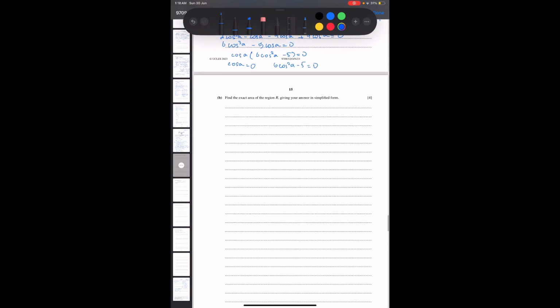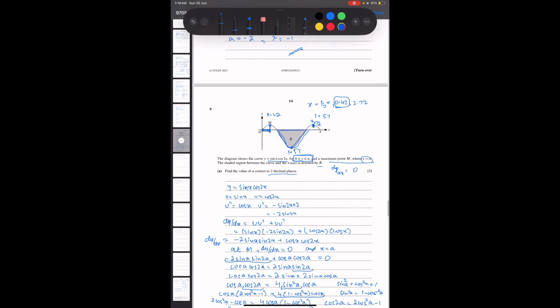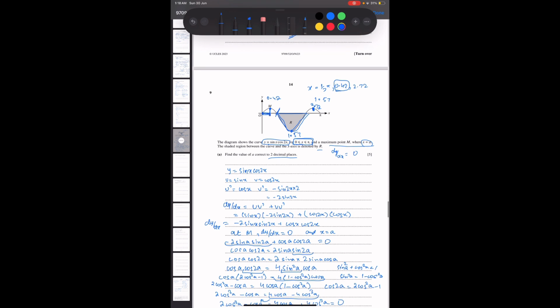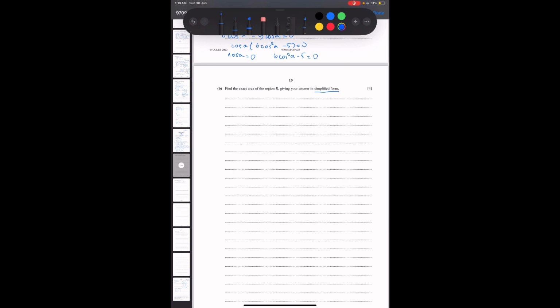Moving on to part B. Find the exact area of the region R, giving your answer in simplified form. So now we have to find the area of R. So this is our region, right? So basically what are we going to do? We are going to integrate this expression of y within the limits this and this. And we have to find these limits by substituting y is equal to 0. So first let's find that.